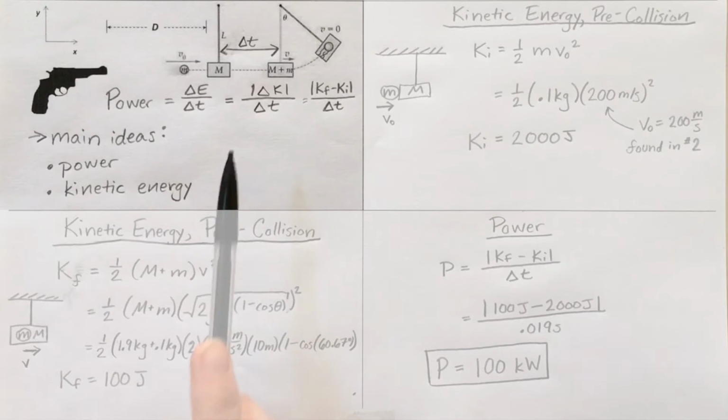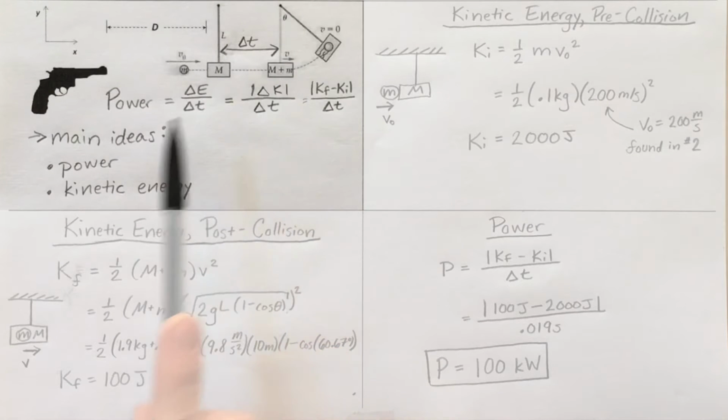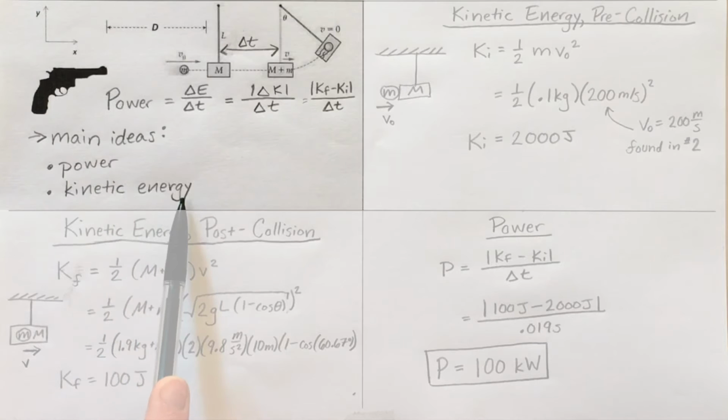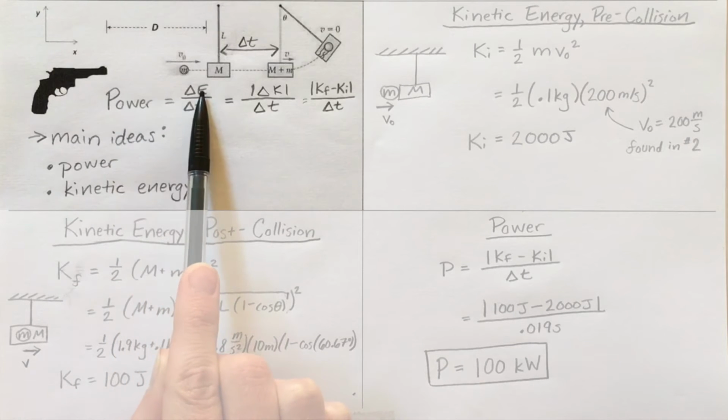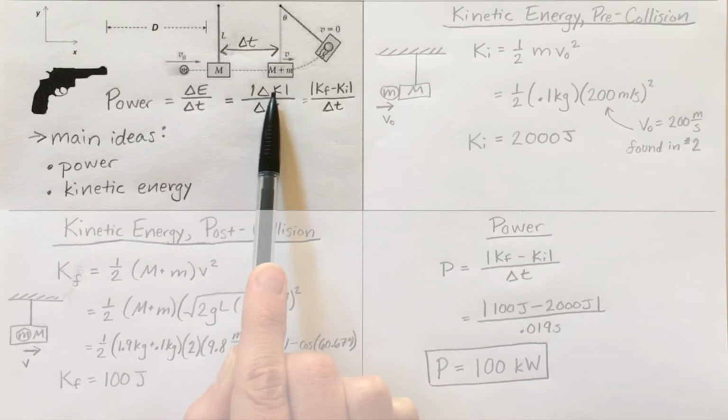In this question, we're asked how much power was necessary to embed the pellet into the block. The main ideas needed to solve this problem are the definitions of power and kinetic energy. Power is equal to the change in energy divided by the change in time. In this case, the change in energy is purely the change in kinetic energy.